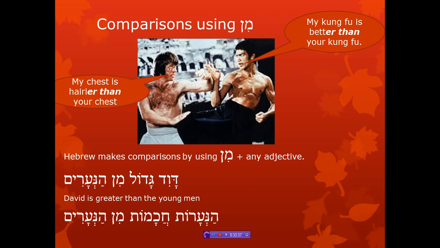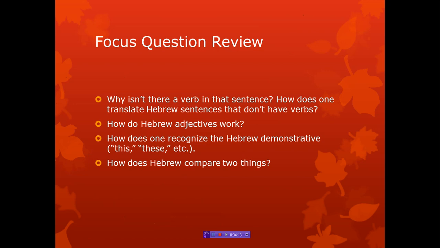Let's look at the bottom one. Hane'arot chachamot min hane'arim. So the young women are wise from the young men. How would you translate that? Woodenly, the young women are wise from the young men. But what they're really saying here is the young women are wiser than the young men. And of course it's definite because of the definite article on both. Ha-ne'arot, ha-ne'arim.